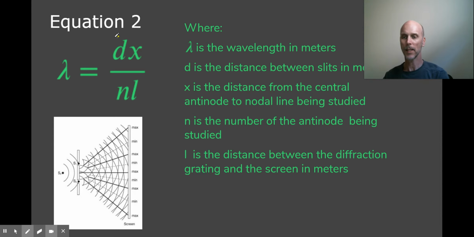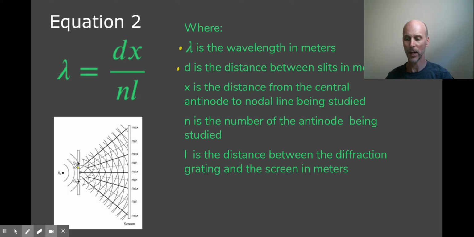So here's the second equation. It says lambda, or wavelength, is equal to d x over n l, where lambda is the wavelength in meters, still the same as the first equation. D, again, is the distance between slits in meters.